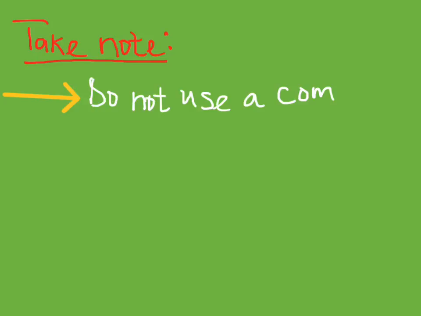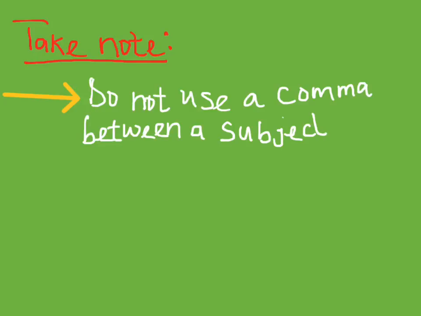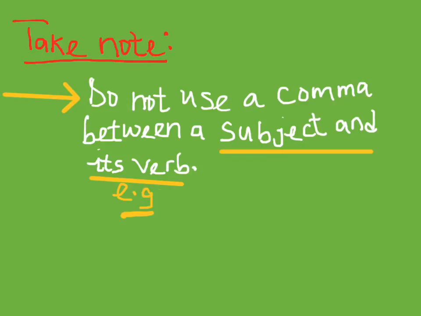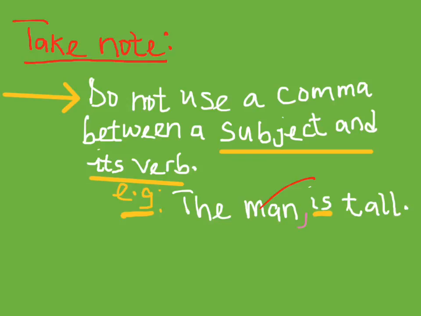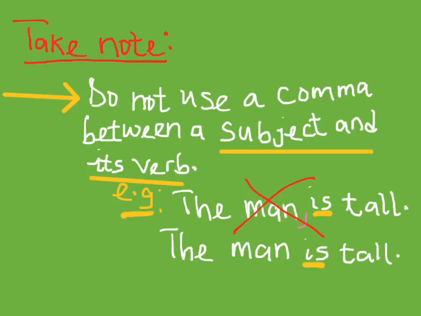Take note when not to use a comma, places where the comma is not appropriate. Be careful not to use a comma between a subject and its verb. For example, the man is tall. You cannot say, the man, is tall. You rather say, the man is tall. So there is no comma between a subject and a verb.